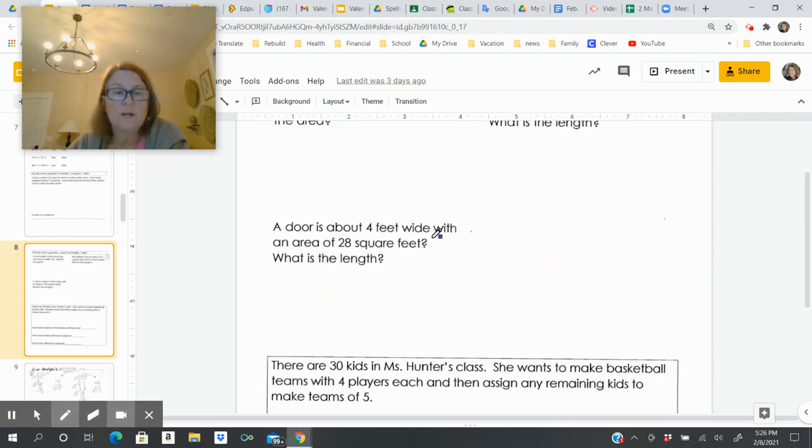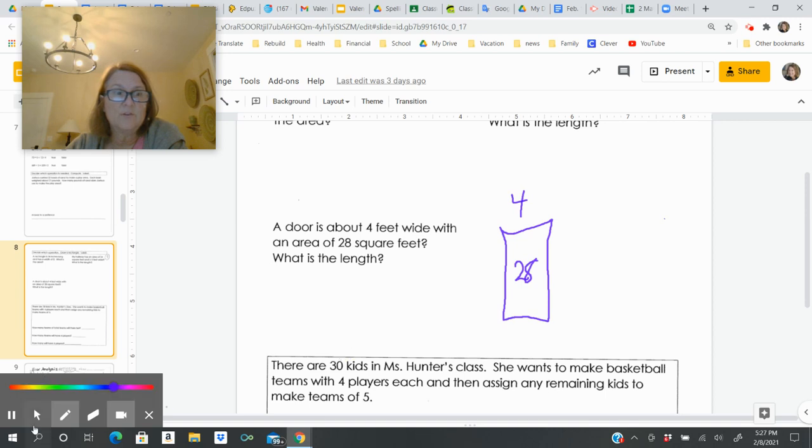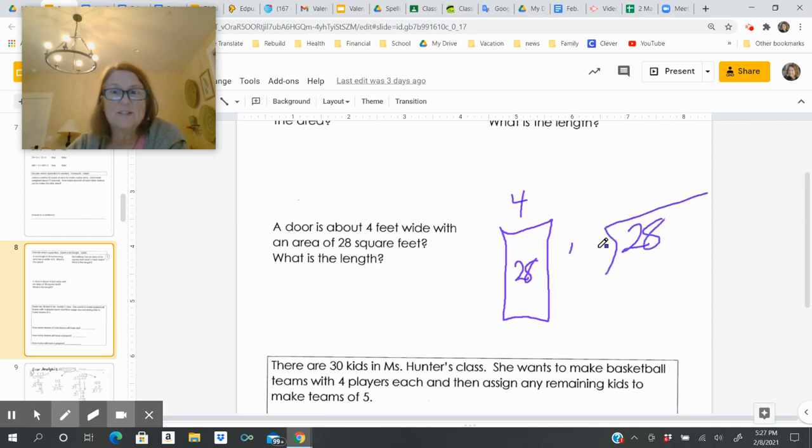The door is 4 feet wide with an area of 28 square feet. What is the length? Draw a rectangle. I'm going to draw a tall door this time. And it has an area of 28 and is 4 feet wide. Will you please put in, is it multiplication or division? And now, will you please figure out, did you say it was division? Yep. Figure out your answer to that and put it into the Ed Puzzle.